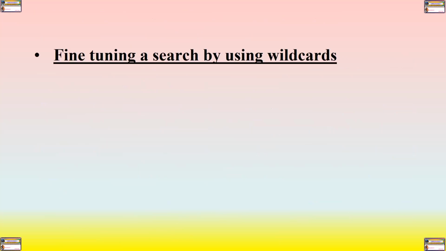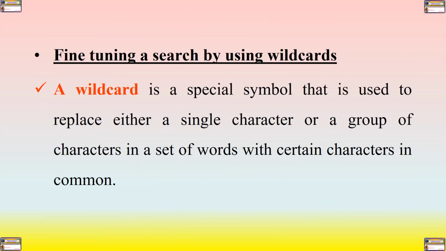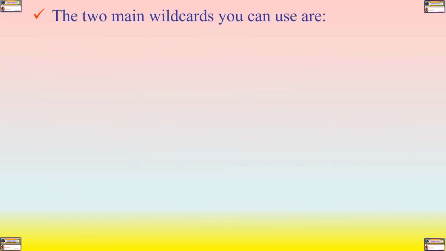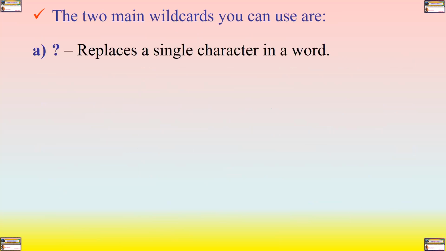If you want to fine-tune a search by using wildcards, you can also do it. A wildcard is a special symbol that is used to replace either a single character or a group of characters in a set of words with certain characters in common. The two main wildcards that you can use are the question mark, which replaces a single character in a word.